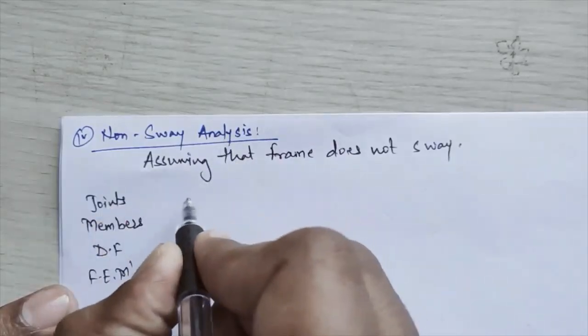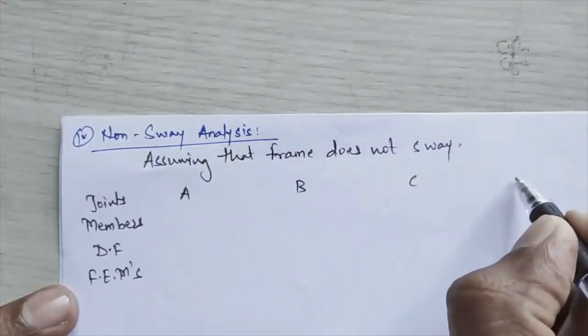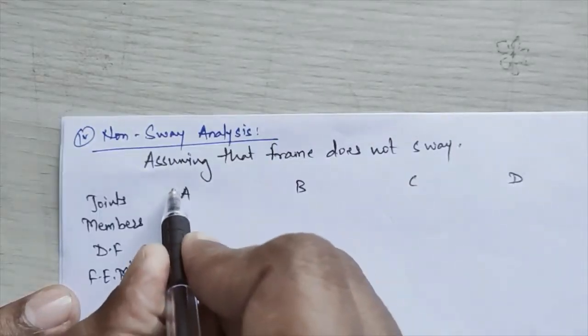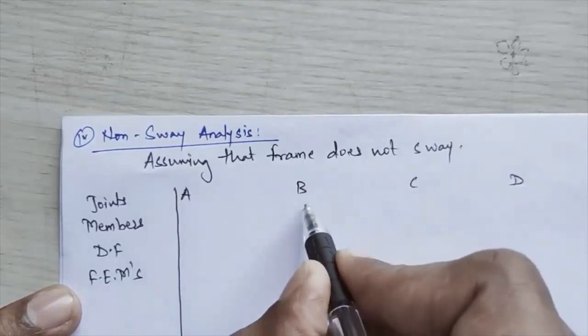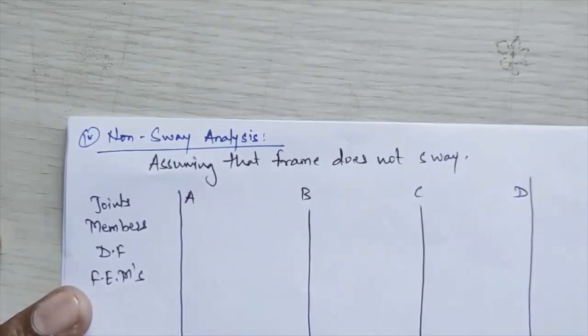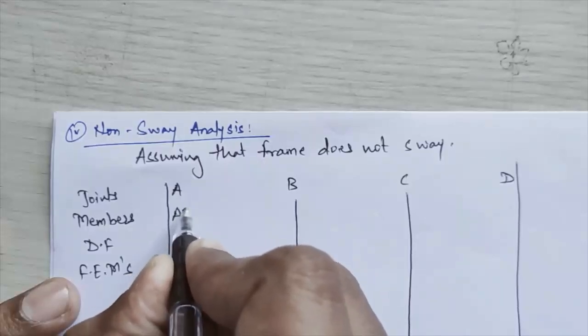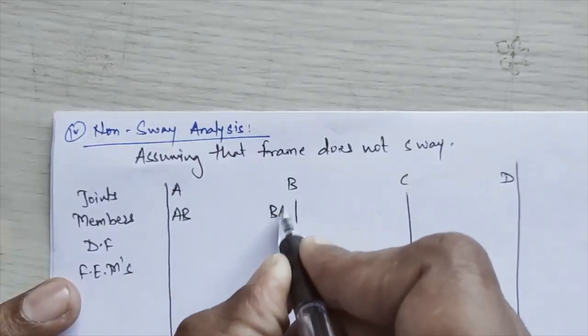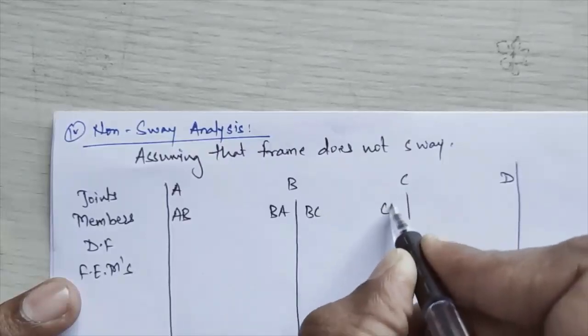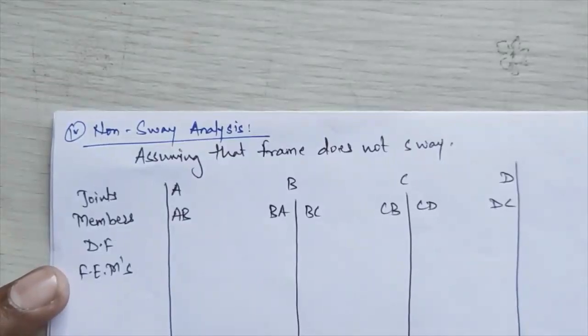Okay, so for joints, your first joint is A, second B, third joint C, and last joint is D. In this you have to consider all the joints which you are having in the complete frame. Members meeting joint A are AB, members meeting joint B are BA and BC. Here you are having CB and CD, and the last, members meeting joint D, are DC.